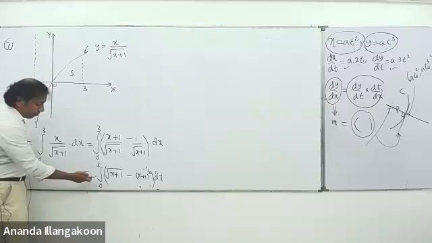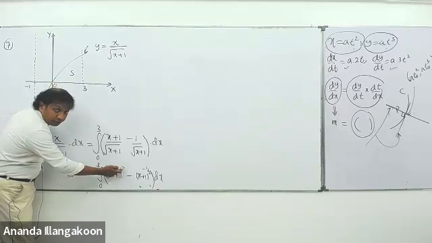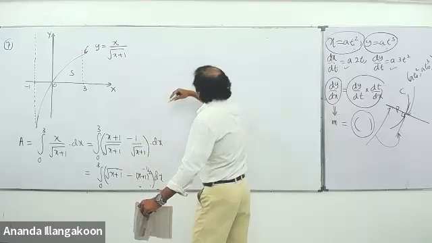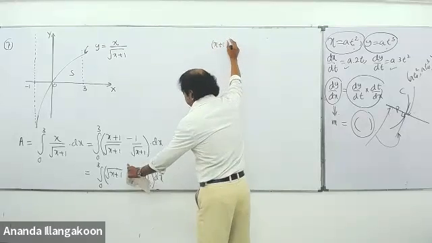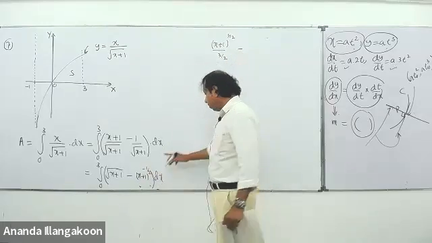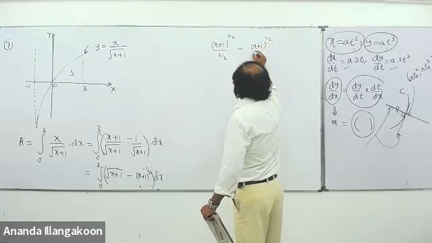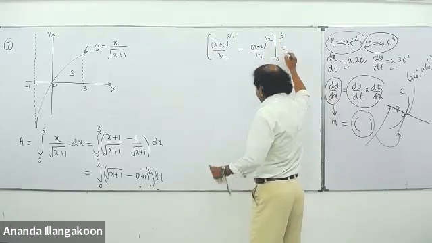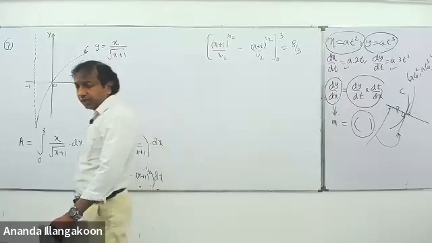Now tell me how to integrate this. What is this? Linear expression to the power half. What's the answer when you integrate this? Root means power half. Add 1 to that: (x plus 1) to the power half plus 1, meaning 3 by 2, divided by 3 by 2. Minus, add 1 here: (x plus 1) to the power half, divided by half. Now put the limits, lower limit, upper limit. Then simplify. The answer comes correctly as 8 by 3.